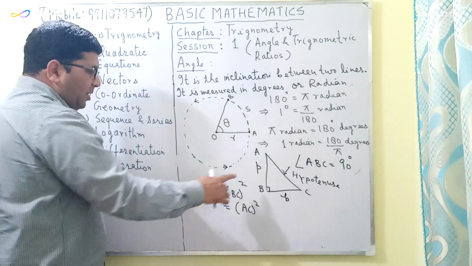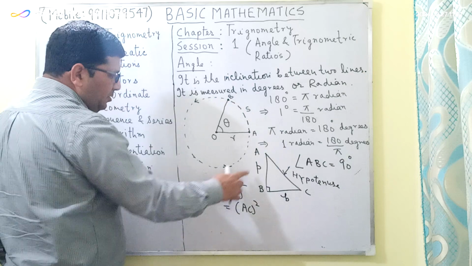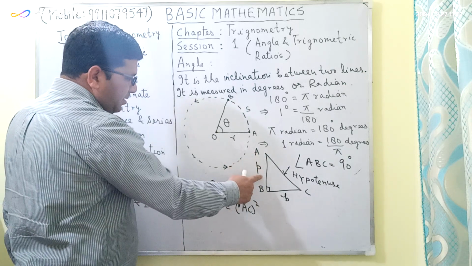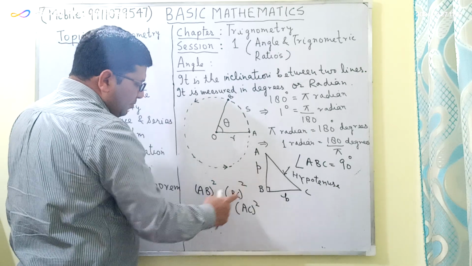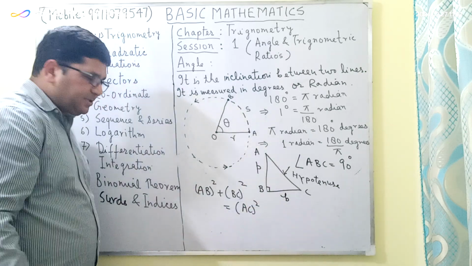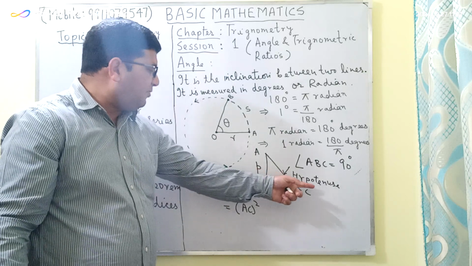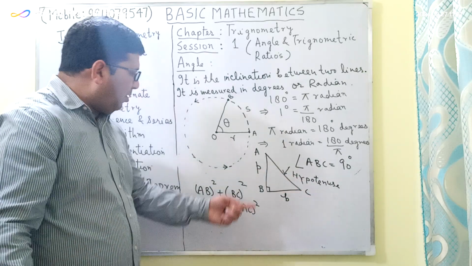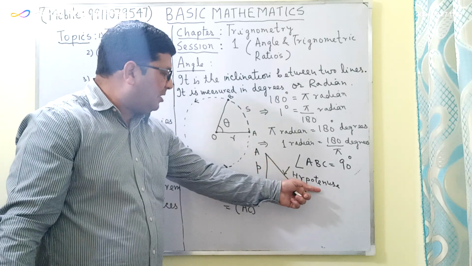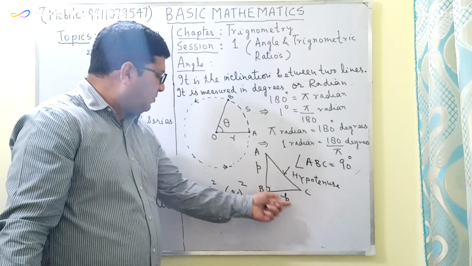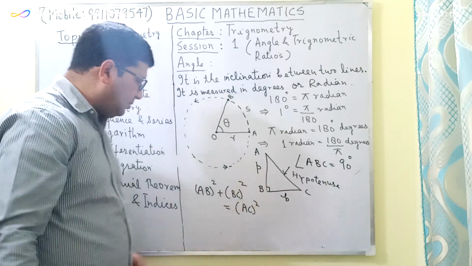So the square of this hypotenuse is equal to the square of this perpendicular plus the square of the base. So by this equation, you can first of all find the value of this hypotenuse, or if the value of the hypotenuse is given, and let us say the value of this base is given, then you can find the value of perpendicular also.